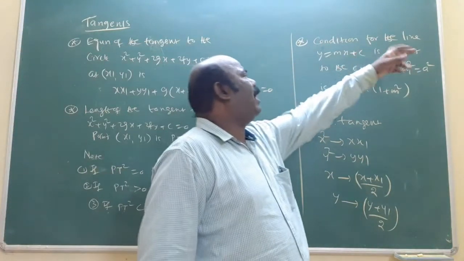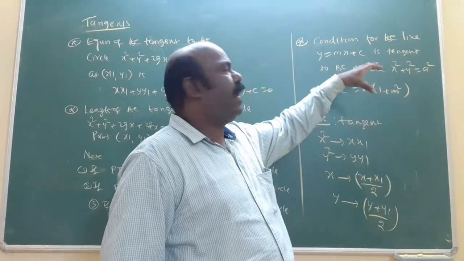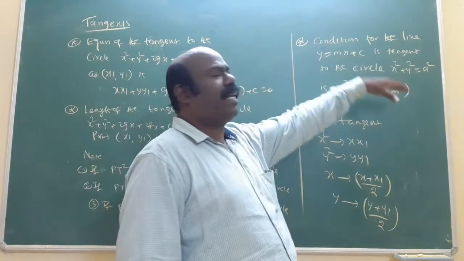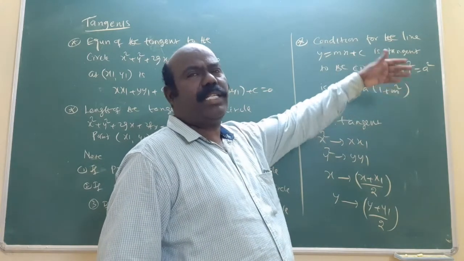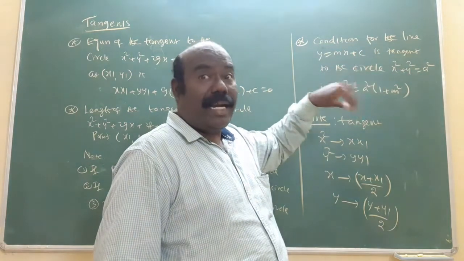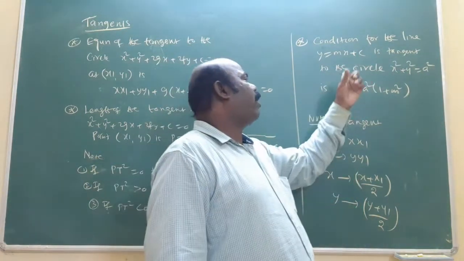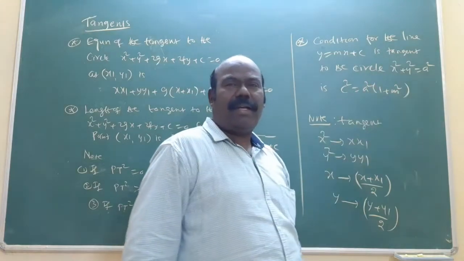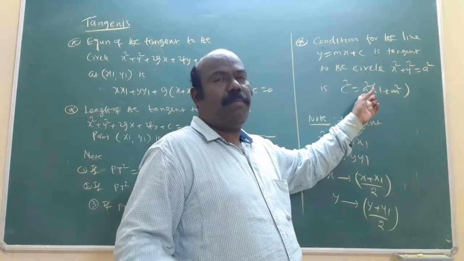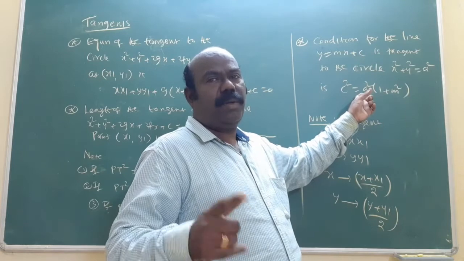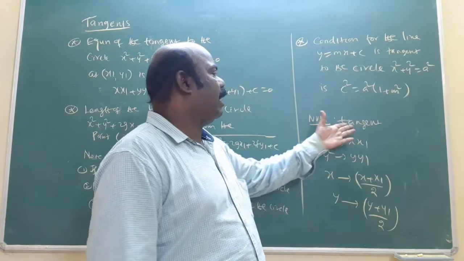One more concept. The condition for the line y equal to mx plus c, one straight line, to be tangent to a circle x square plus y square equal to a square. What is the formula? c square equal to a square into (1 plus m square). By using this formula, 2 problems are there. Very important, 2 mark or 3 mark question. Now this is a tangent idea.